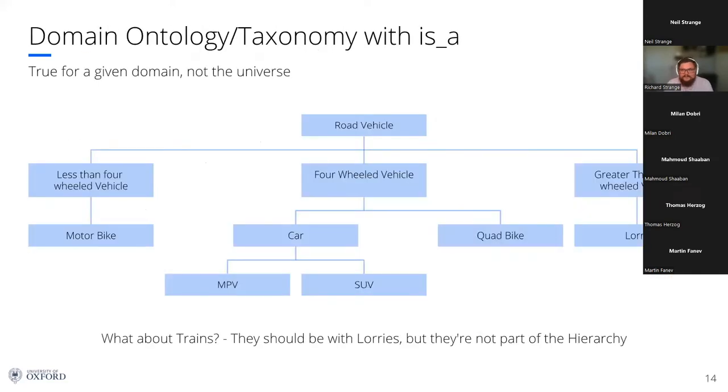So the first thing that defines good domain ontologies rather than big universal ones is the fact that they're scoped. So here we might be talking about road vehicles. Now, if we are zooming in too much, not thinking about it, well, a train should be greater than a four-wheeled vehicle, but it's not a road vehicle. There's a very strict definition to scope here. And if you don't scope, you don't have a good ontology.